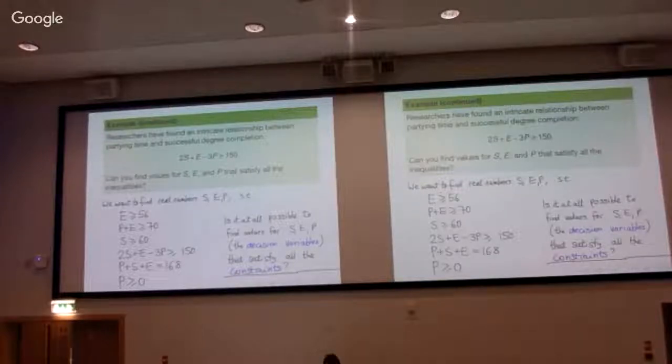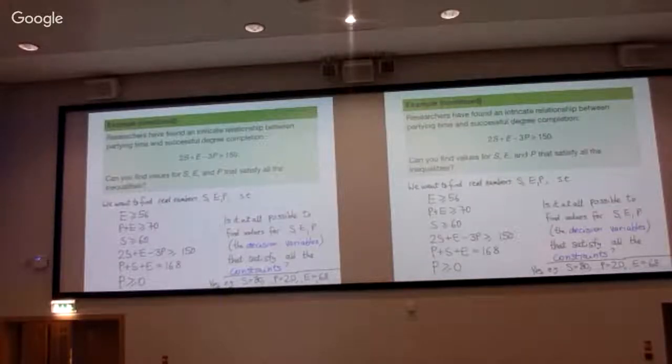Okay, I have found some of these numbers. So yes, for example, I found you can spend 80 hours studying and 20 hours partying and 68 hours doing everything else, apparently. So does it all work?